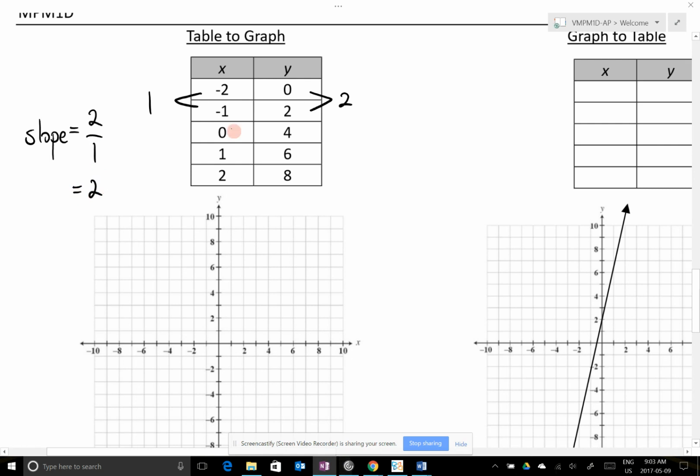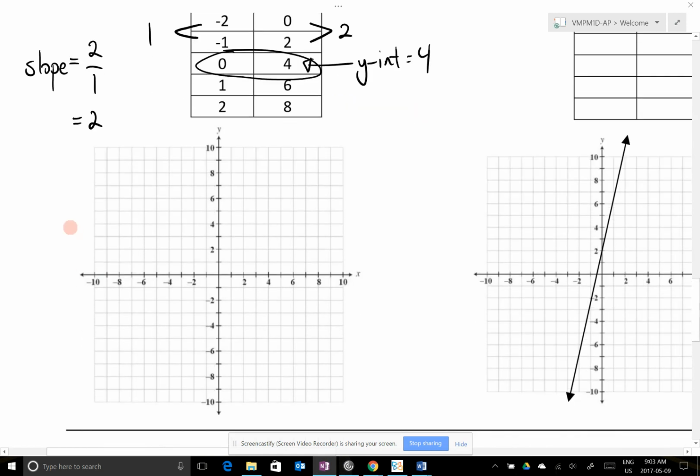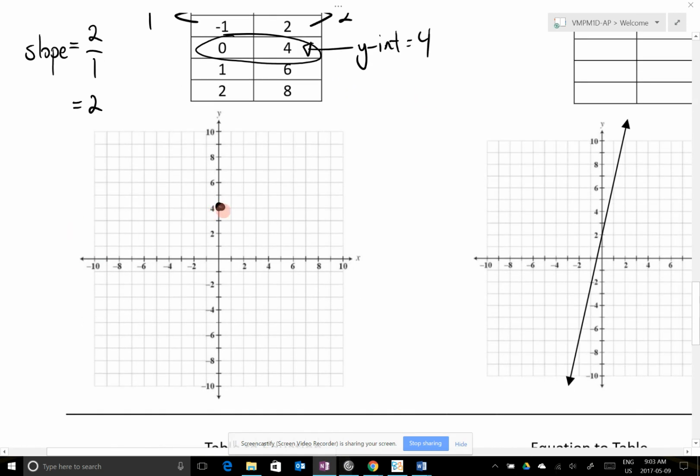What about our y-intercept? Right here, x equals 0. So the y-intercept is going to be the y value. So y-intercept is equal to 4. So on my graph, look for 4, plot that y-intercept. Slope is 2 over 1, so go up 2, over to the right 1. There you go. Put the next point. Up 2, over 1. There you go.